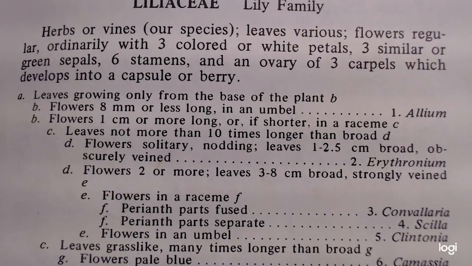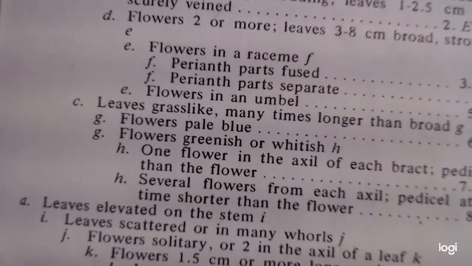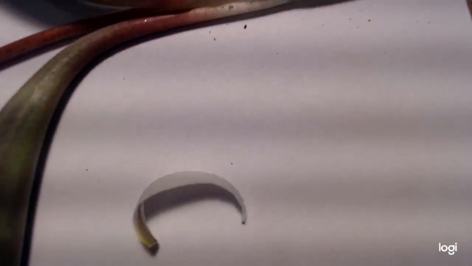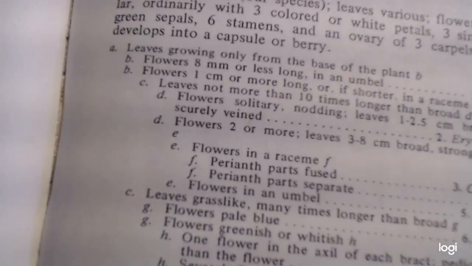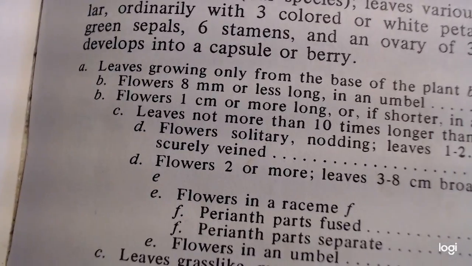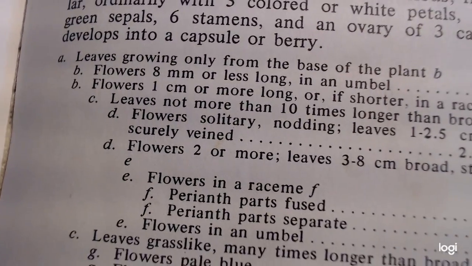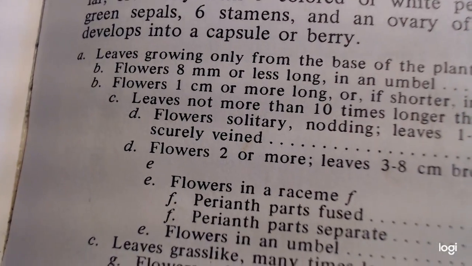Leaves growing only from the base of the plant, leaves elevated on the stem, and we can see here leaves are growing from the base of the plant. Okay, so we know that. Where is it? Leaves growing only from the base of the plant. So we go to B.